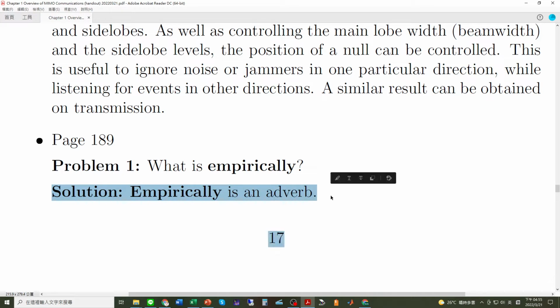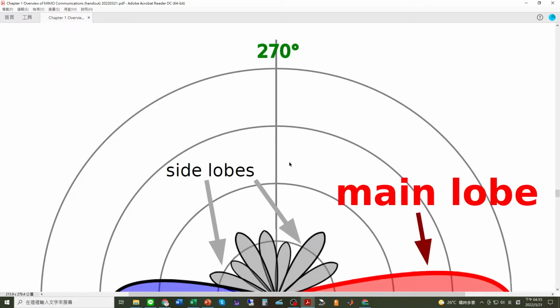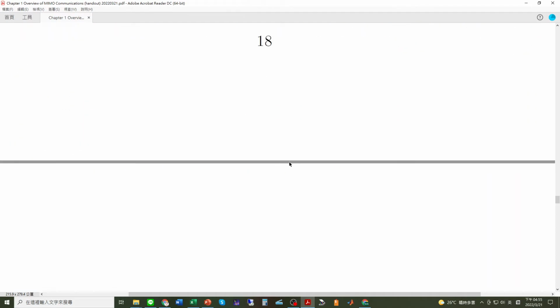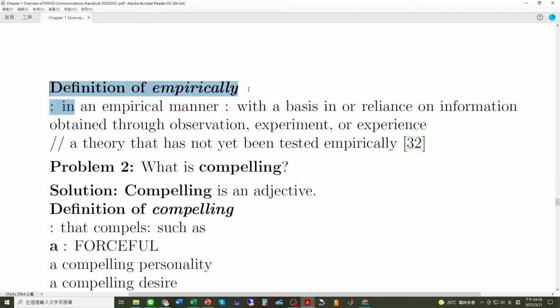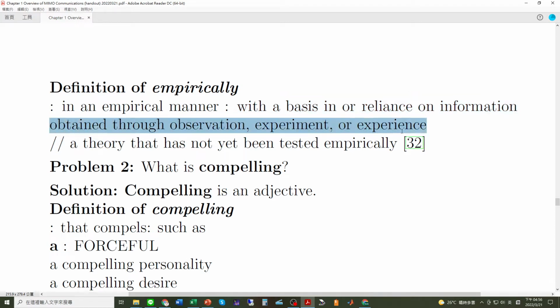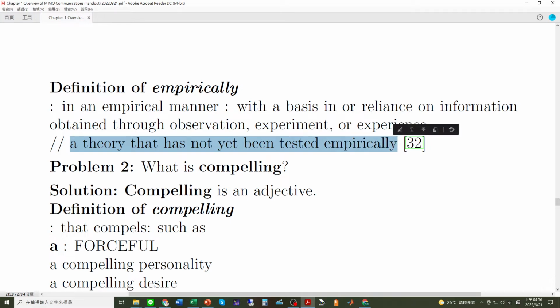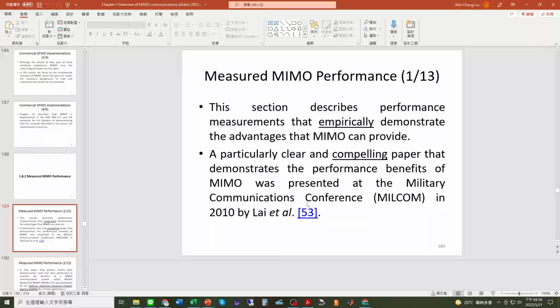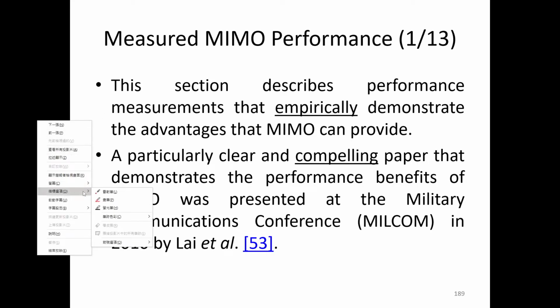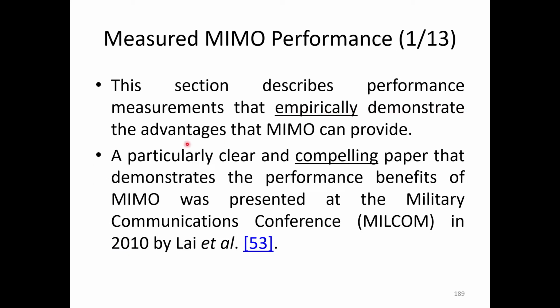Solution: empirically is an adverb. Definition of empirically: in an empirical manner, with a basis in or reliance on information obtained through observation, experiment, or experience. A theory that has not yet been tested empirically. Okay, empirically demonstrate the advantages that MIMO can provide. A particularly clear and compelling.